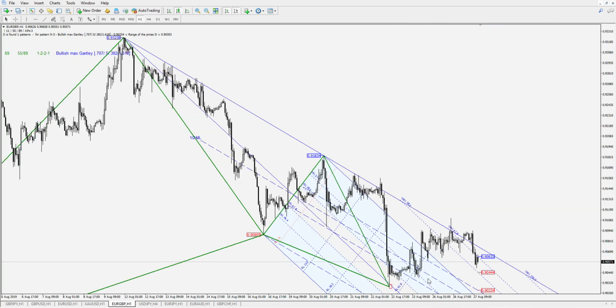Euro pound, your levels today are 90.63, 90.44, and 90.23. Now, if that breaks, then it will invalidate this sequence, and we've got the descending pitchfork and a strong diagonal resistance too.